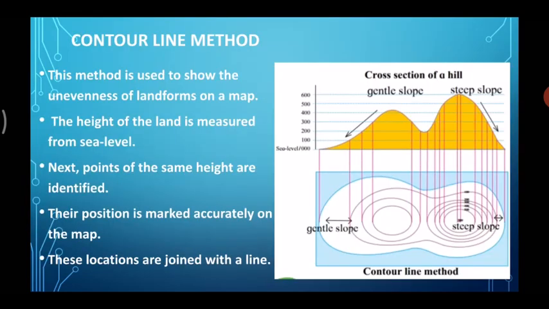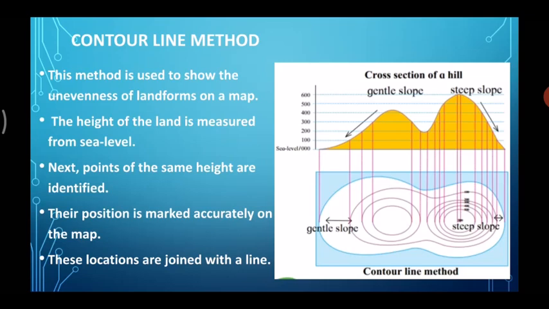Let's move forward. The first one is the contour line method. Now, this method is used to show the unevenness of landforms on a map. As I told you before, landforms are not only straight, they are not only plain, they are on a height, right? A little more heighted, right? So this method is used to show the unevenness of landforms on a map.